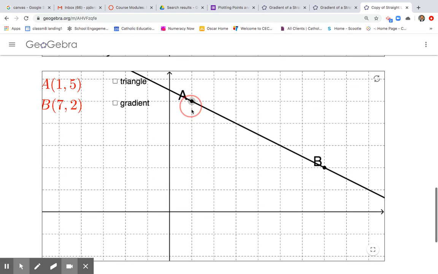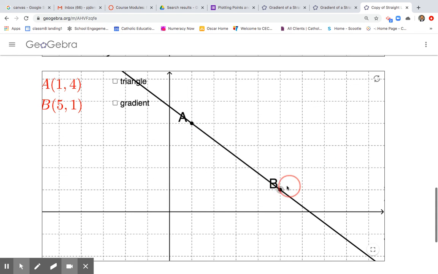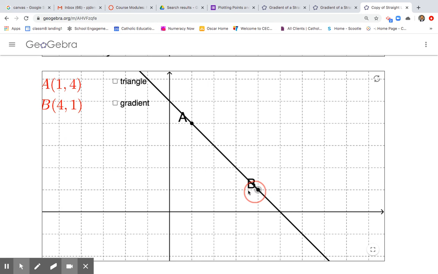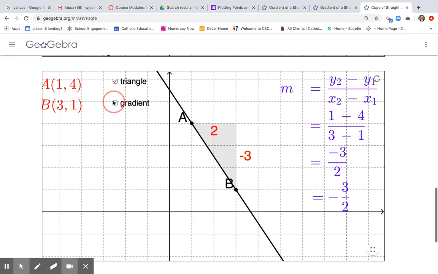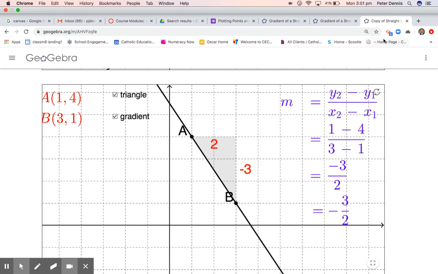We'll do one more. All we've got here is 2 points. And again, it's going to be a negative. I know it's a negative because it's going down the hill. The difference of the y's, 4 minus 1 is 3. 1 minus 3 is minus 2. So 3 over minus 2. So minus 1.5. There it is. Minus 3 over 2. What's the gradient? Minus 1.5. Okay, so hopefully that helps you with a little bit of gradient work and what the gradient is.